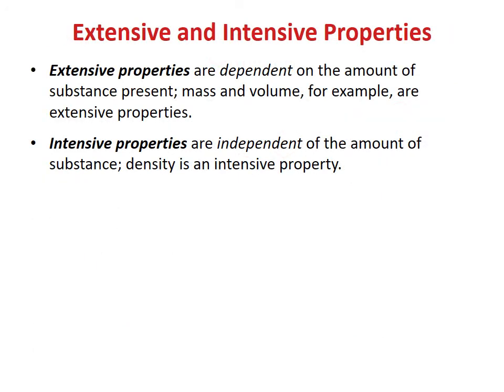Extensive properties are dependent on the amount of substance present. For example, the more substance you have, the more mass it has, and the larger the volume of the substance. And so mass and volume are extensive properties. Intensive properties are independent of the amount of substance. For example, the density of water is about 1 gram per cubic centimeter. No matter how much water you have, the density remains the same. So density is an intensive property.